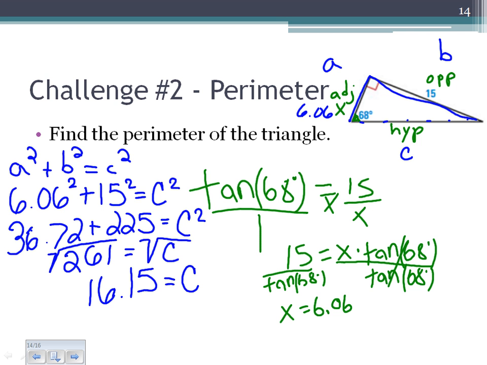Yeah. Okay. And then if you want to add them all up, the perimeter is equal to A plus B plus C. Anybody done that yet? A plus B plus C. And C is 16.15. So can somebody do that? Quickly. 37.21 is your final perimeter.